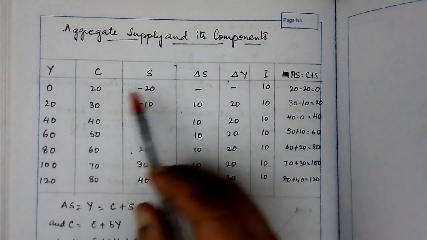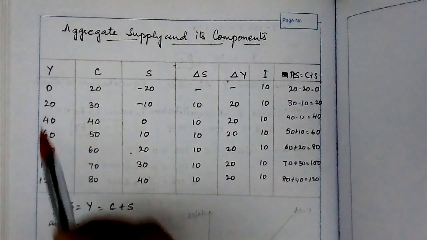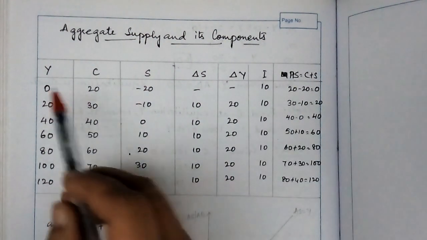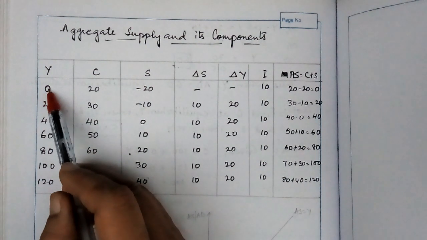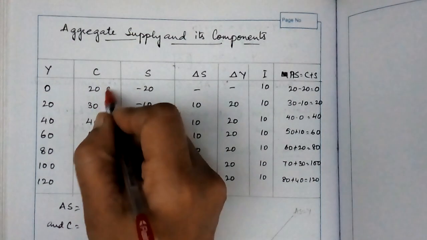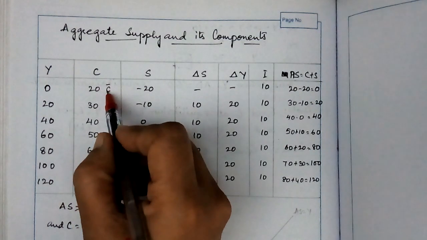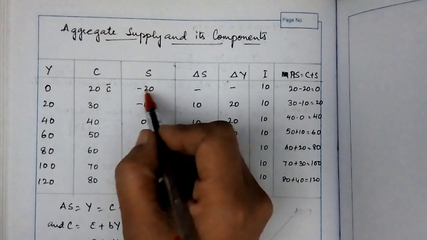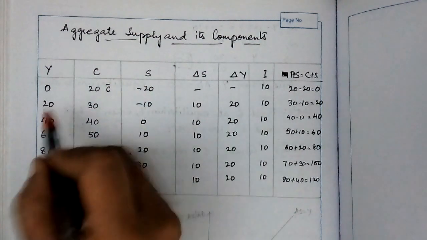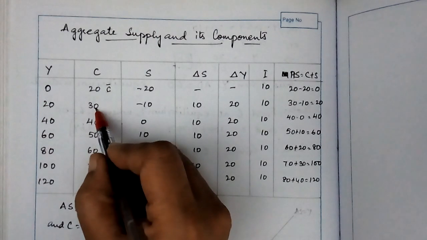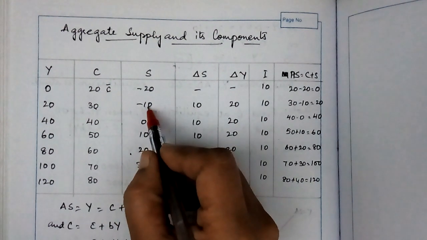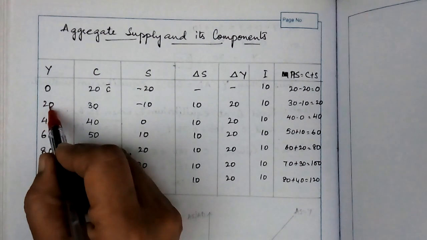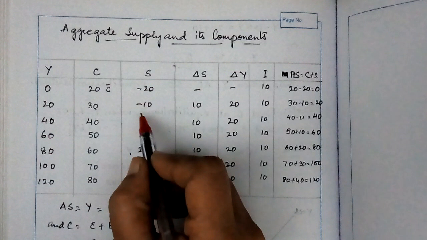Let us try to understand through the aggregate supply schedule. What was aggregate supply? Aggregate supply was consumption plus saving. So at zero level of income, there is some amount of consumption, and we called this autonomous consumption. Autonomous consumption would mean that we are consuming from what we had saved earlier, and so savings will be minus 20. When income increases to 20, consumption increases to 30, and so the savings would be minus 10. Why minus 10? Because there is some income over here, and so we are consuming the income plus a part of the savings.